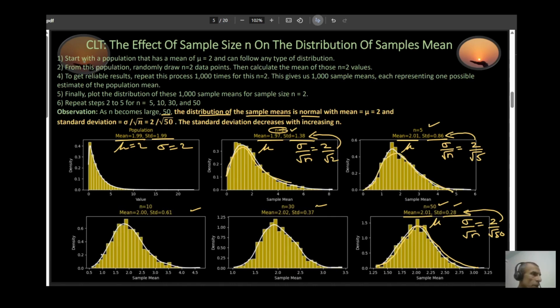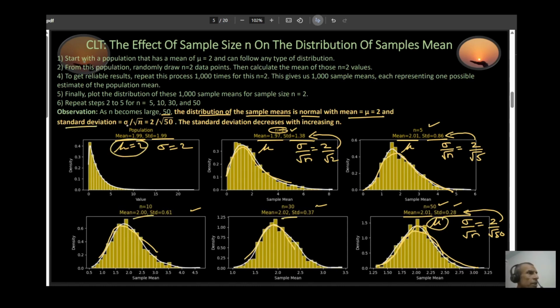You see that? Look at this shape. Almost like a bell shape, and this became more bell shaped than the rest of them. And the mean is 2. In other words, my mean has never changed. The mean of this and this and this and these are the same as your population mean.